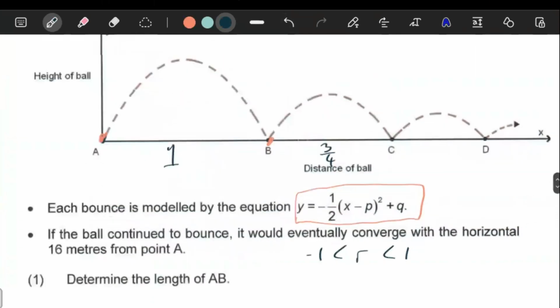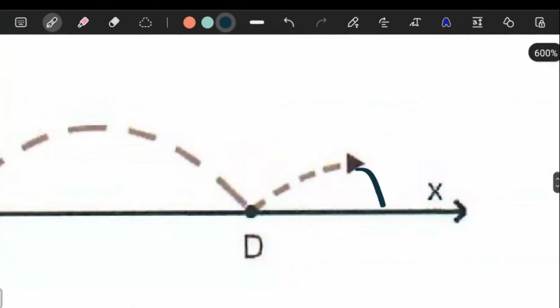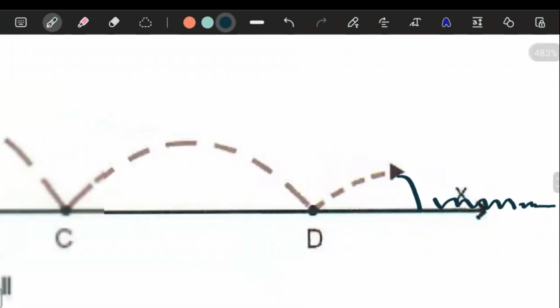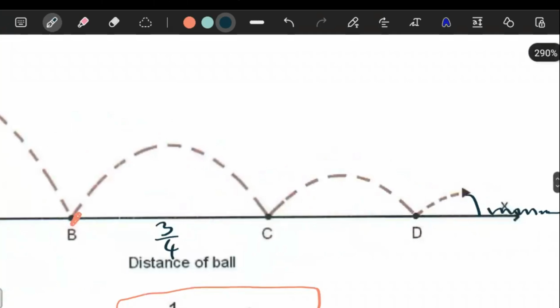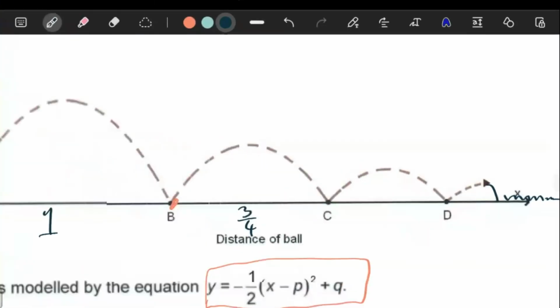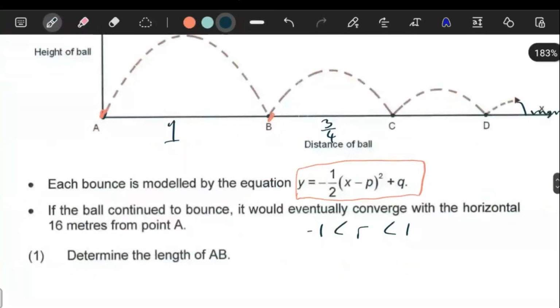So what I mean is, it's just going to carry on and on and on until it's almost like a straight line, right? Because remember, the heights get smaller and smaller. So in a situation like that, let us do what we gotta do. From here, the one thing you can keep in mind is they're just talking about a sum to infinity scenario where they said if the ball continued to bounce, it would eventually converge with horizontal 16 meters from point A.